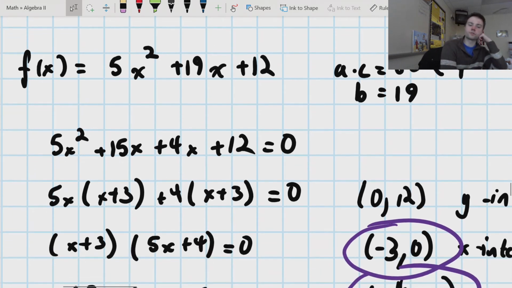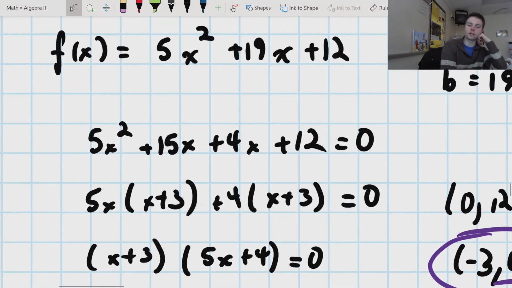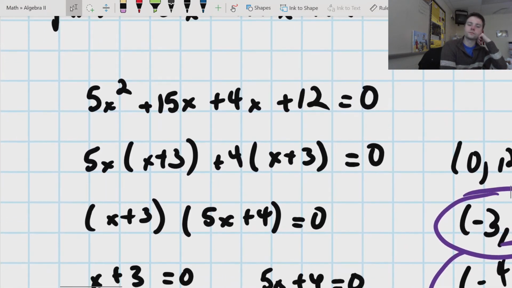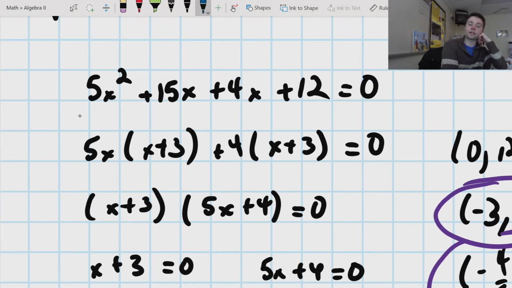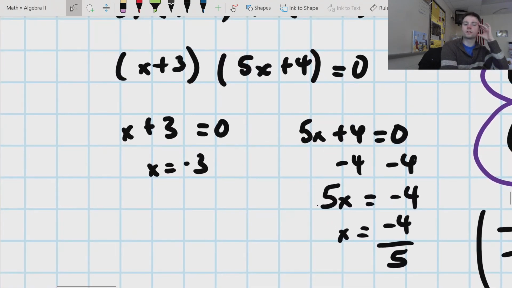So what you do with those two terms is you split up the x term and you get 5x squared plus 15x plus 4x plus 12. And then out of the first two terms, you're going to factor out 5x. It gives you x plus 3 inside the parentheses. And out of these two terms, you're going to factor out 4, which gives you x plus 3 in that parentheses. So then x plus 3 factors out to the front, and you're left with 5x plus 4 in the other parentheses. So you take each one and set it equal to 0.